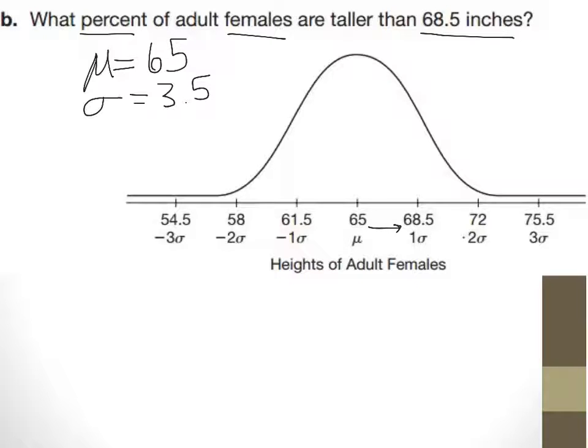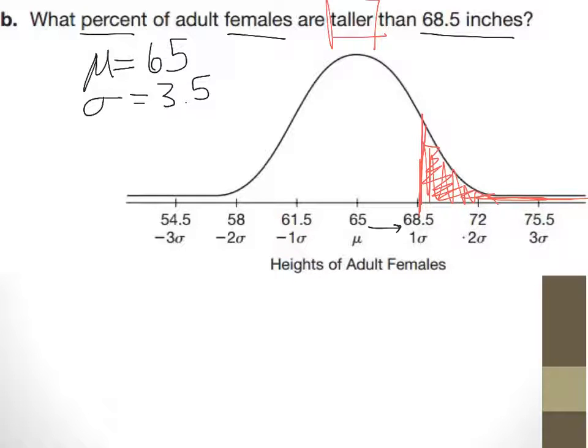Alright, so ultimately they're having us find 68.5 inches, but we want taller than. Okay, so taller than would be all of these heights that are bigger than 68.5.